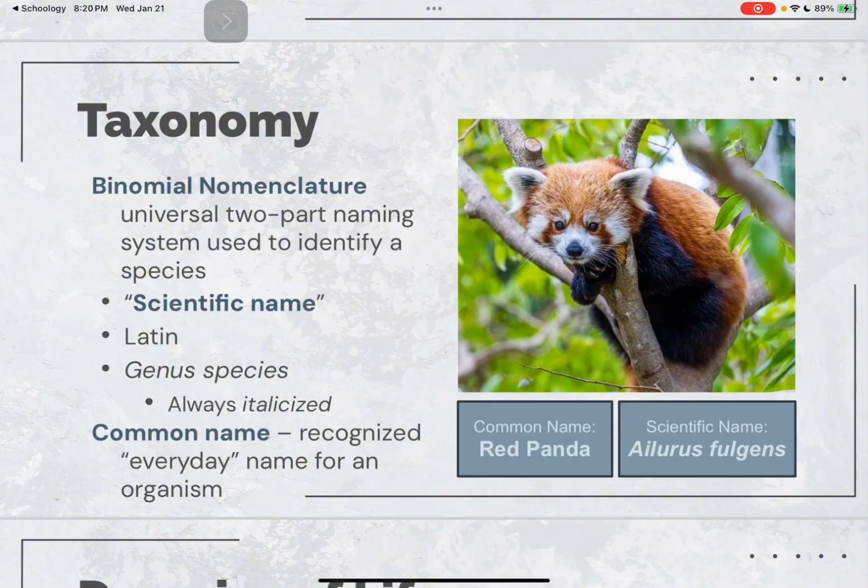In our example to the right, we have the red panda, which is the common name, and the scientific name is Ailurus fulgens.